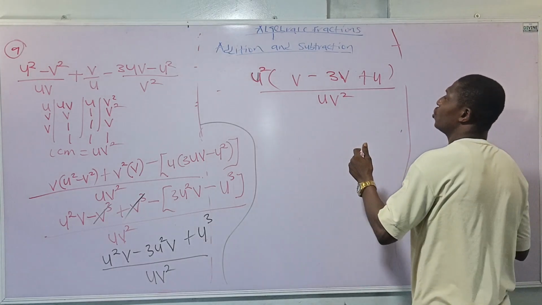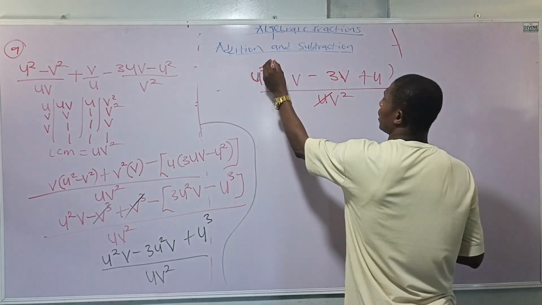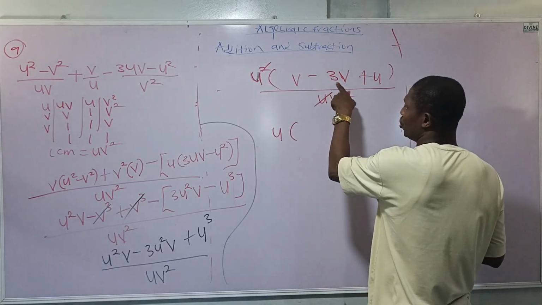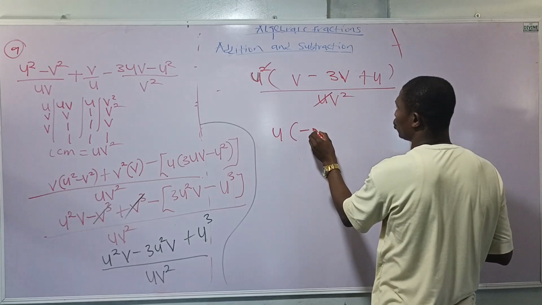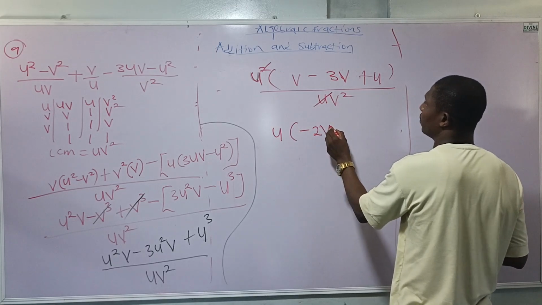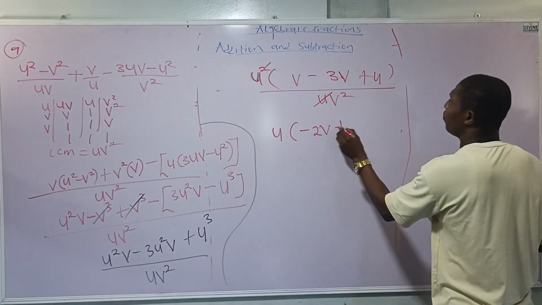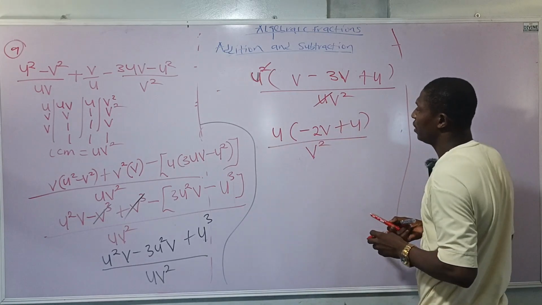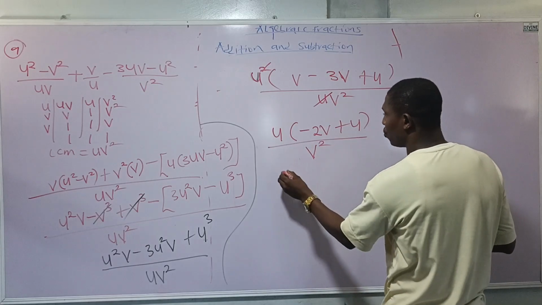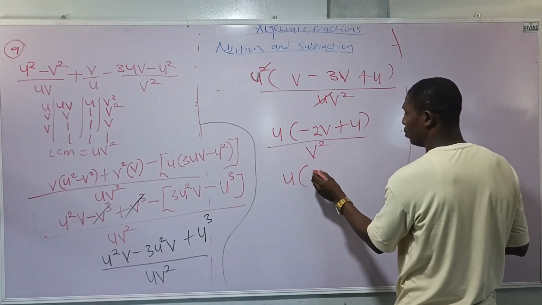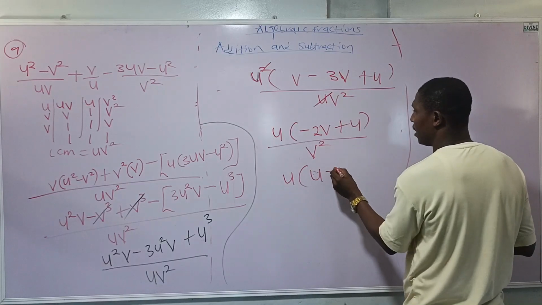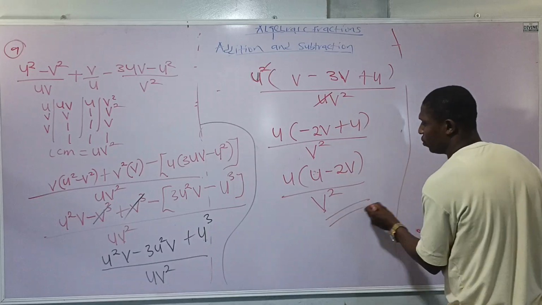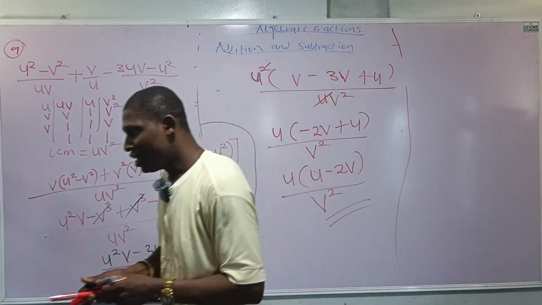Yeah. So you see that this can cancel this, and I'll have u in brackets. v minus 3v will give me minus 2v. And I have my plus u all over v square. Now I can choose to rearrange to have u brackets u minus 2v all over v square as my final answer.